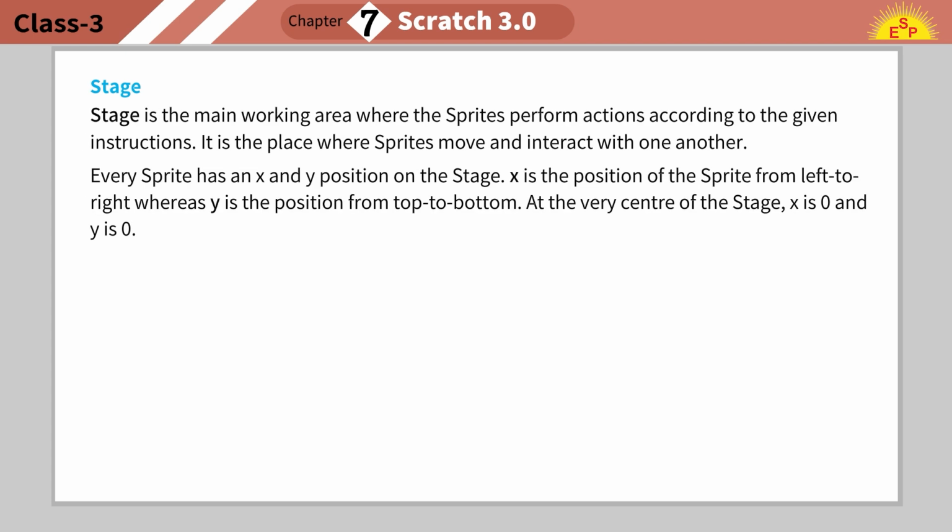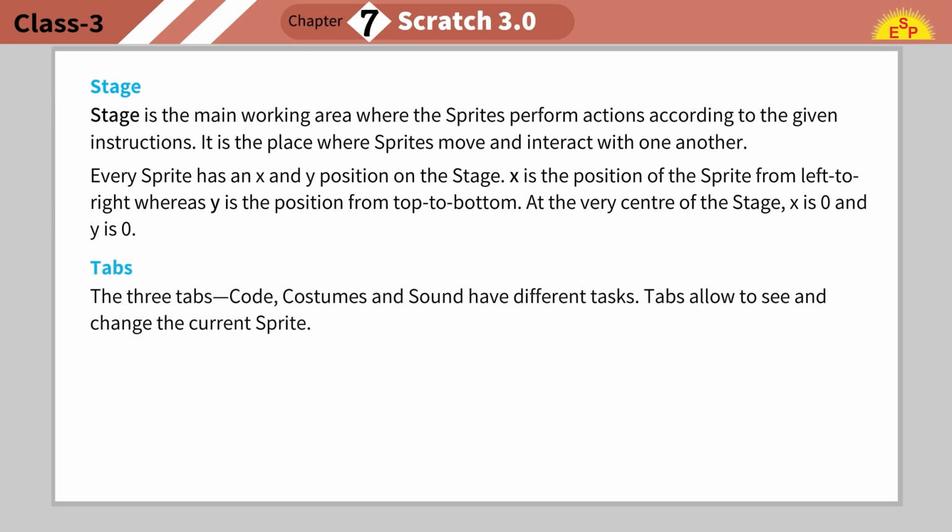Stage. Stage is the main working area where the sprites perform actions according to the given instructions. It is the place where sprites move and interact with one another. Every sprite has an X and Y position on the stage. X is the position of the sprite from left to right, whereas Y is the position from top to bottom. At the very center of the stage, X is 0 and Y is 0.